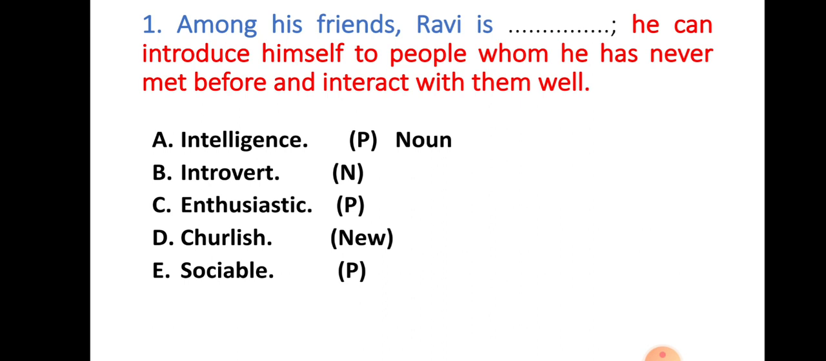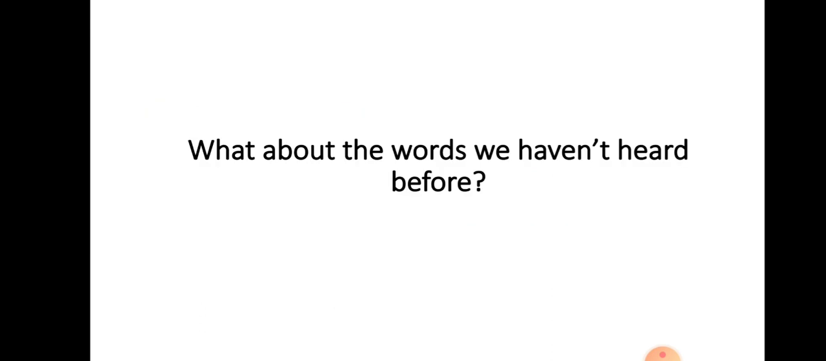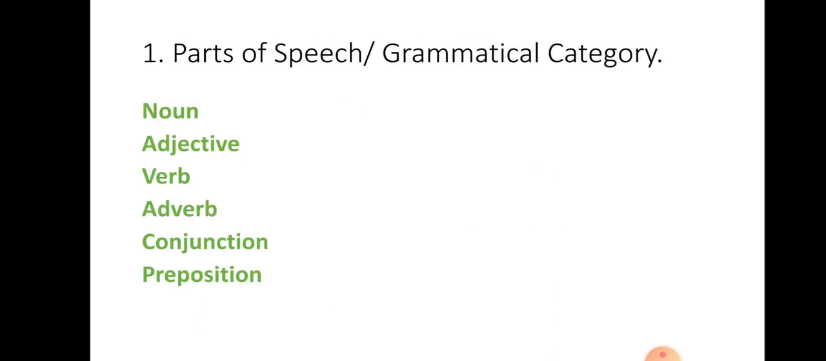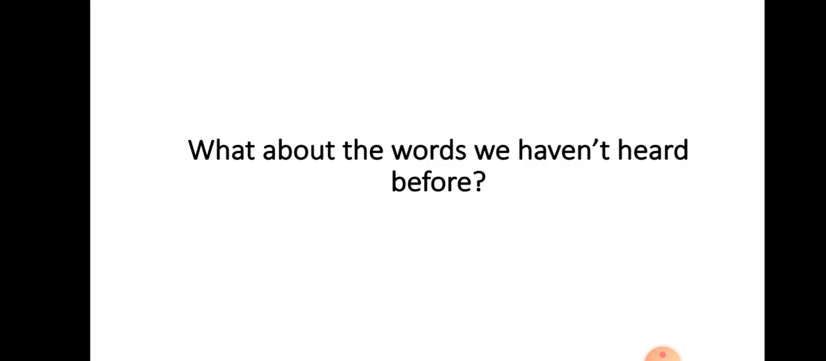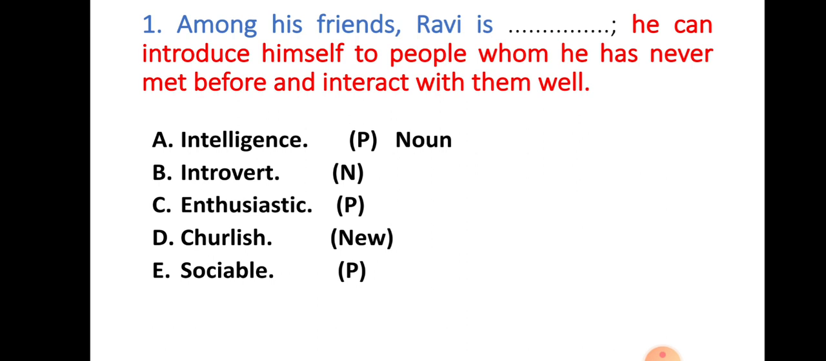So the first technique we learned is that you should understand the grammatical category, the parts of speech. And the second suggestion that I gave you is to search for clue words, clue phrase or clue sentence. This is the second technique. Now let's apply these two techniques and try to answer this question. Among his friends, Ravi is blank. So in this blank I need to write an adjective.